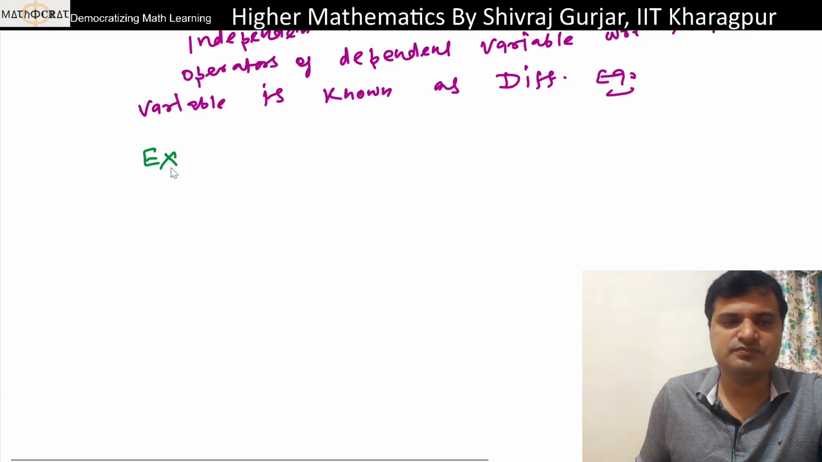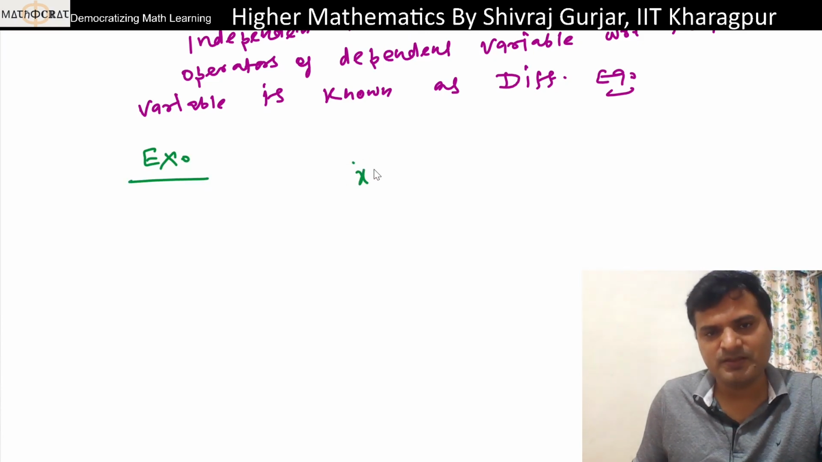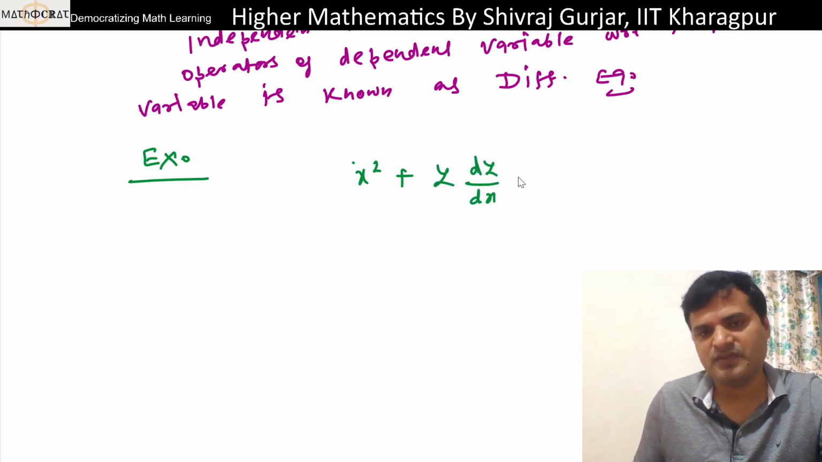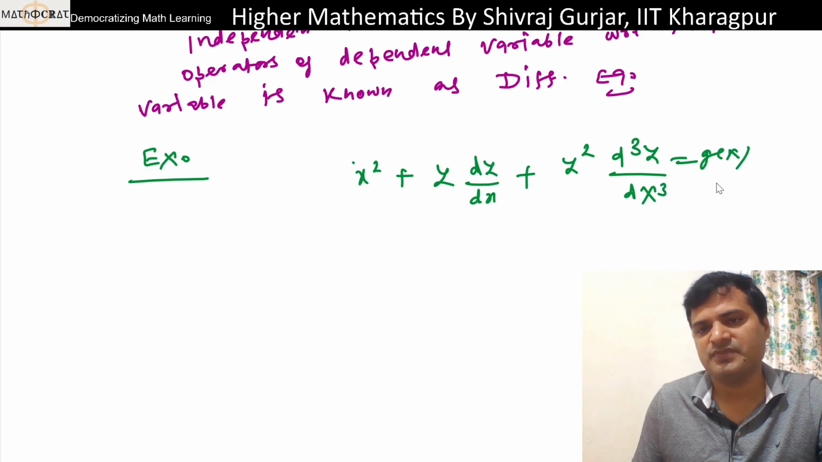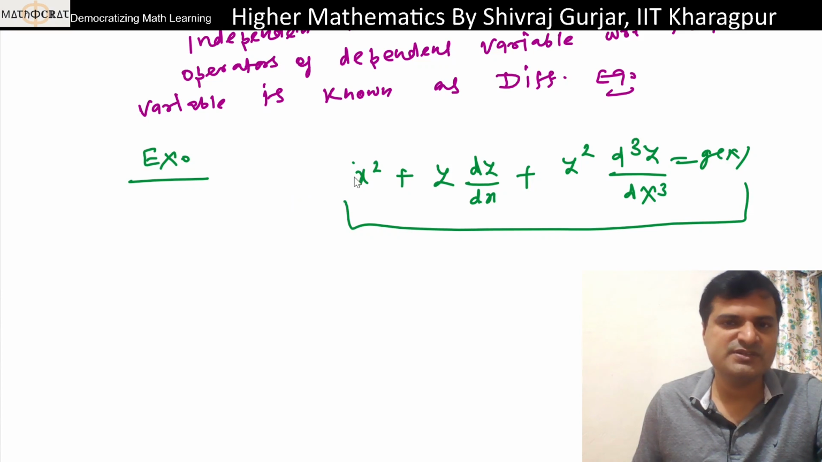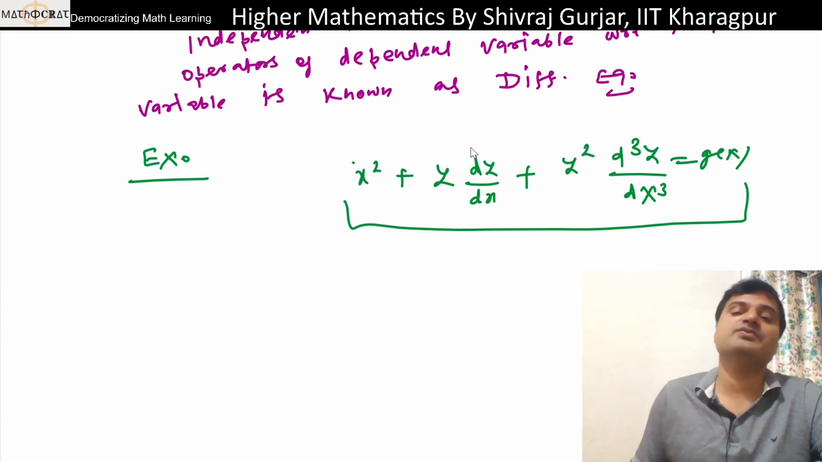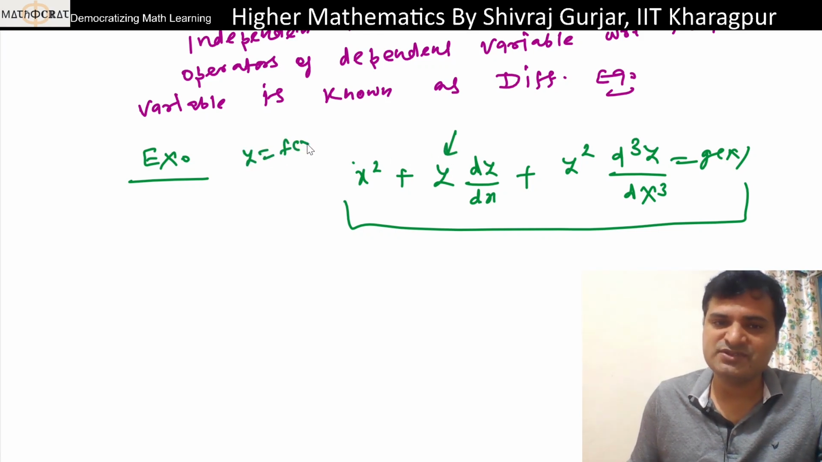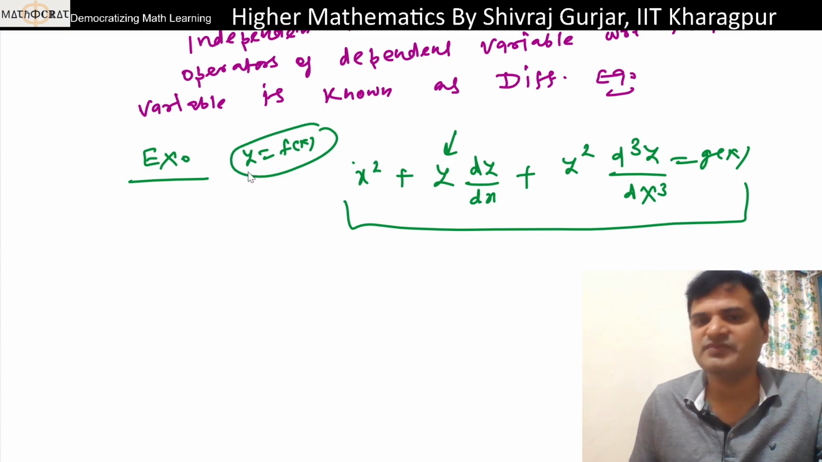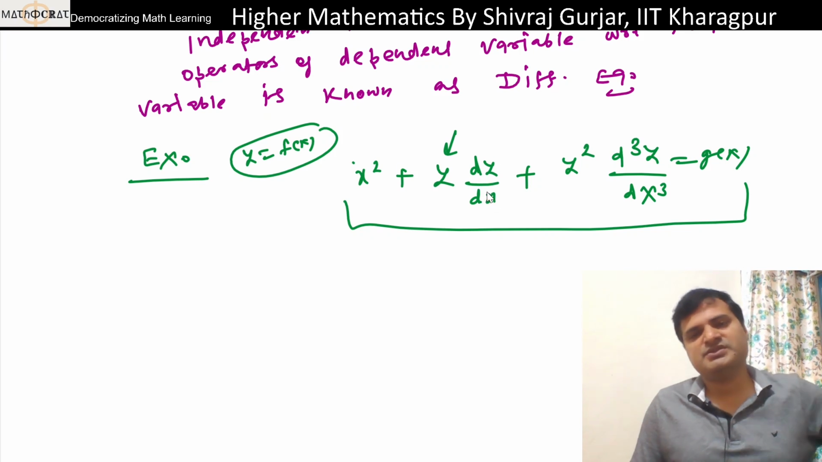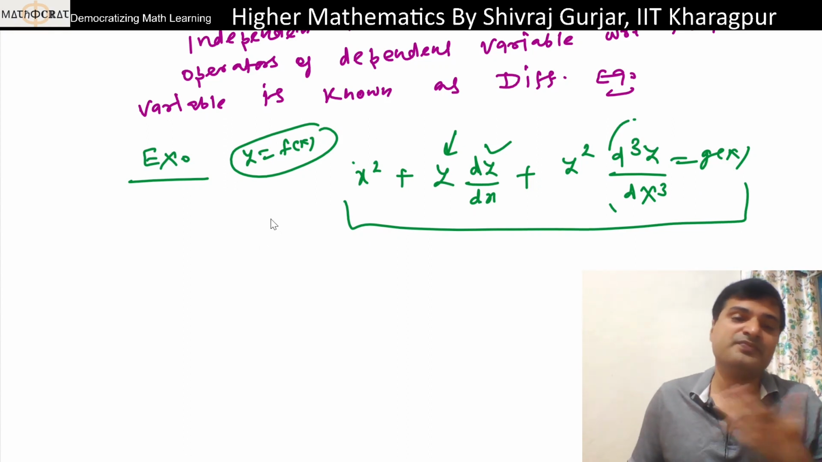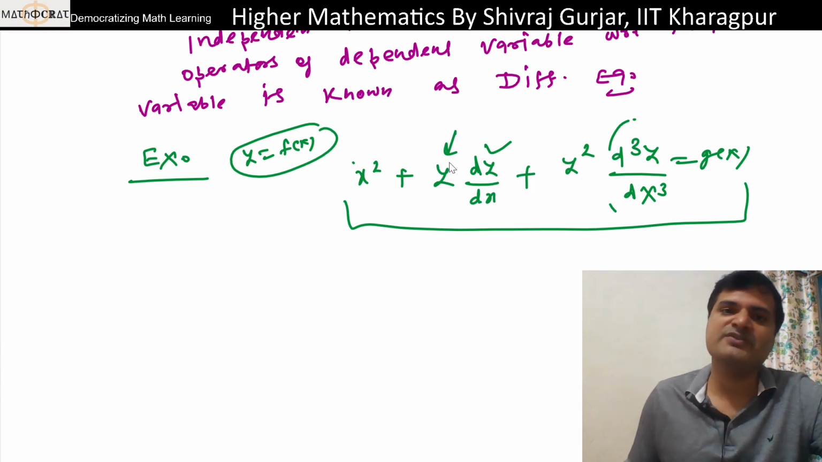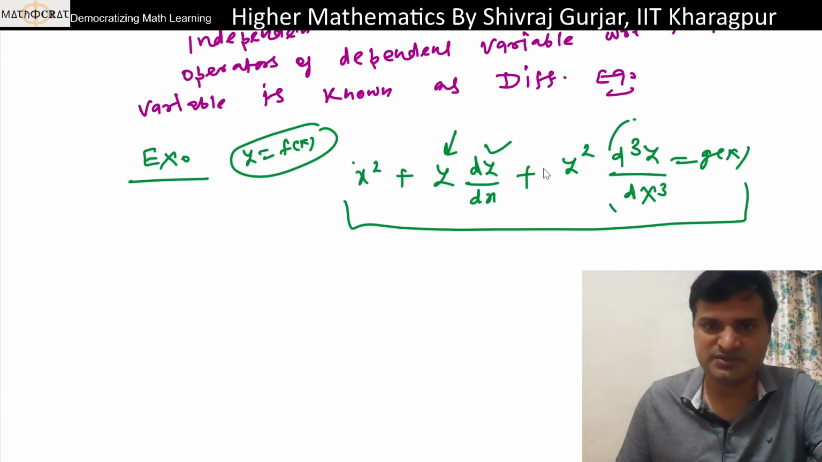For example, let us say that x square plus y dy over dx plus y square d cube y over dx cube equals g(x). ठीक है. So we say that this is a differential equation because why is it so. Let us assume that y is a function of x. So here the independent variable is x and dependent variable is y, and d over dx is a differential operator. So this is a differential operator with respect to y, and this is also again a differential operator. Because this equation involves all these things, we'll say that this is a differential equation. If an equation involves only x and y, then this won't be a differential equation. For an equation to be a differential equation, it has to have differential operators.